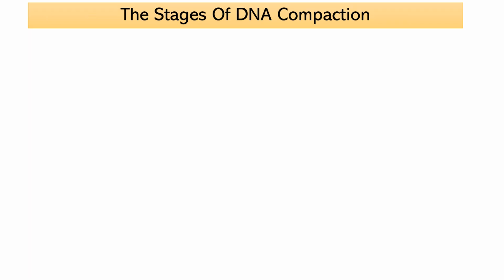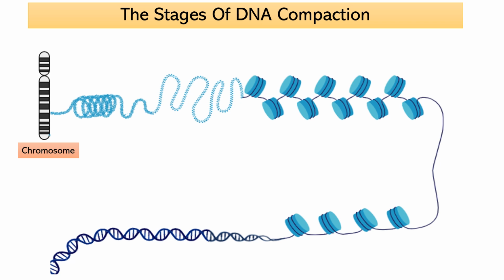So since DNA compaction is very essential to the cell, now we need to understand what the stages of DNA compaction are to become a chromosome at the end. So there are several stages of compacting the double-stranded DNA until it becomes a chromosome.